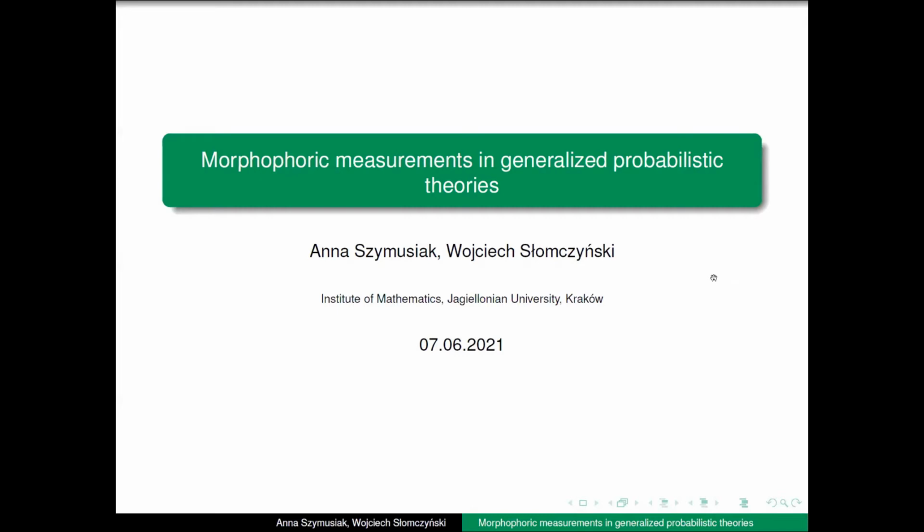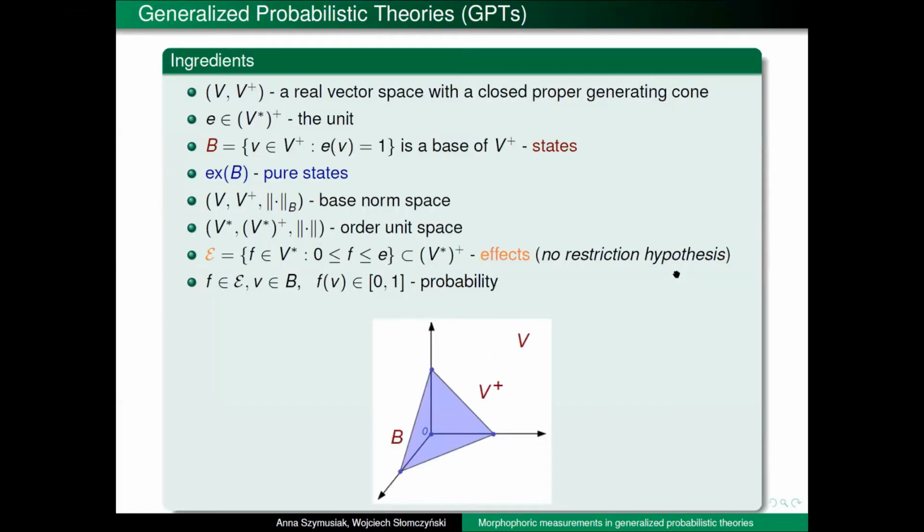Indeed, the title of our talk is somewhat exotic, Morphophoric measurements in generalized probabilistic theories. So I would like to start by saying what our aim is. Our aim is to generalize QBism approach techniques and to see how much Q is in QBism. So to transfer this approach to some more general setting. So what is this more general setting?